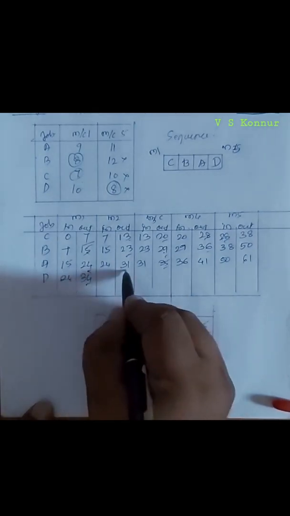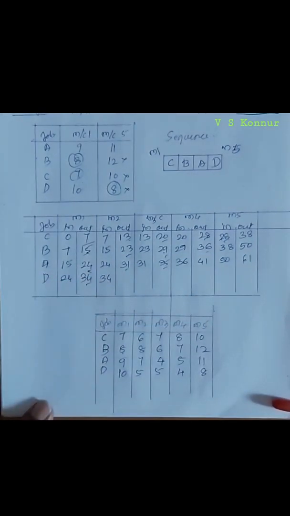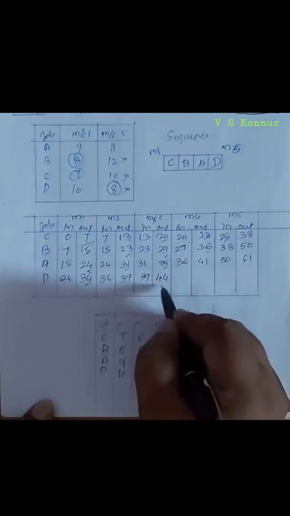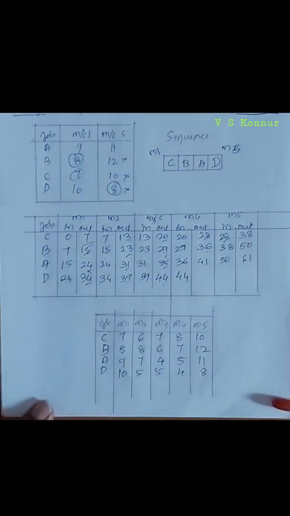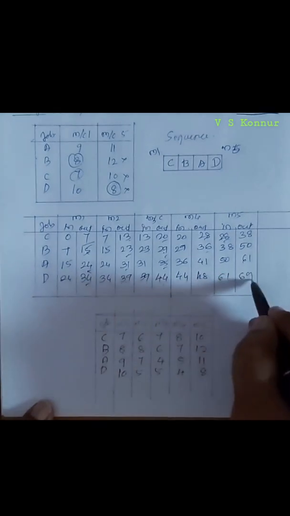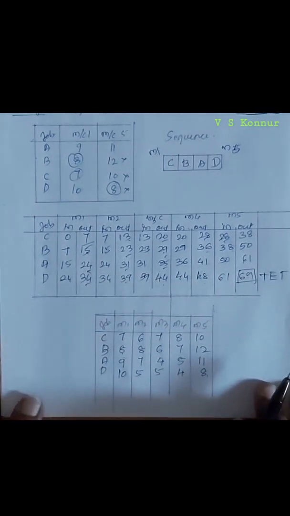Next, D is entering at the 24th hour. Requires 10 hours to complete, 34. 34 and 31. 34 is maximum. It requires 5 hours to complete, 39. 39 is maximum. It requires 5 hours to complete, 44. 41 and 44. 44 is maximum. 4 hours to complete, 48. So comparing 48 and 61. 61 is maximum. Requires 8 hours to complete. Total 69. That is the total elapsed time by using this method, by considering only M1 and M5.